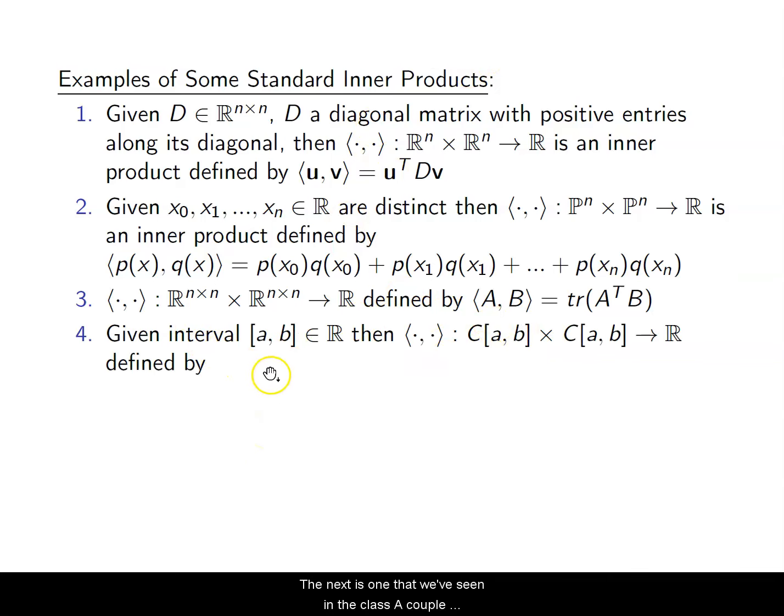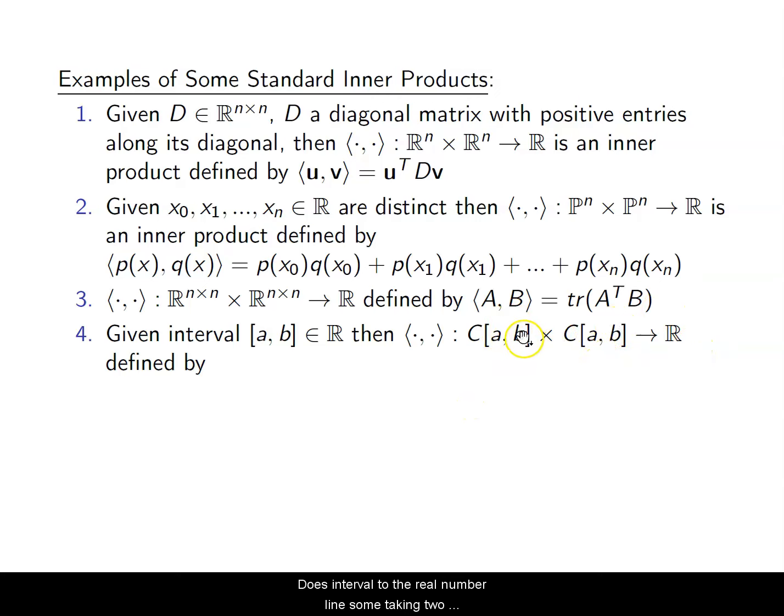The next is one that we've seen in this class a couple of times, not as an inner product, but we've done some proofs around this. If I have a closed interval from a to b in the real number line, then I'm looking at the smooth functions. Again, a smooth function is a function that is continuous on a to b and is differentiable, in this case, at least once. So it's continuous and at least once differentiable from this interval to the real number line.